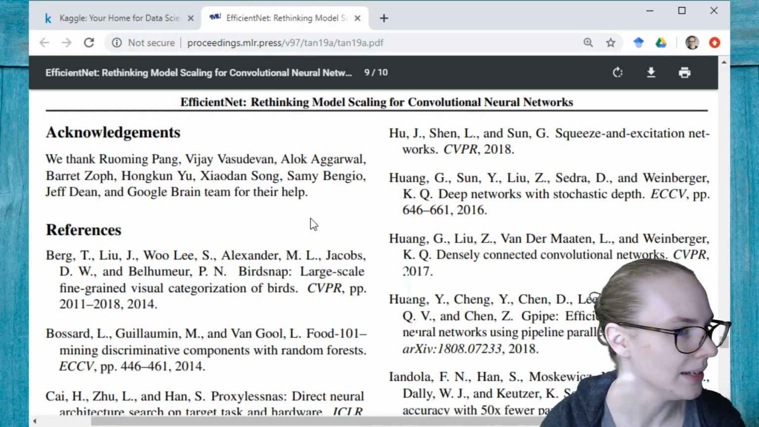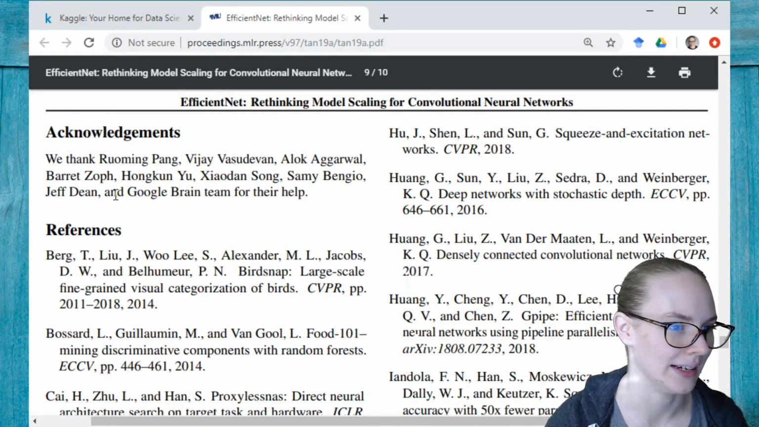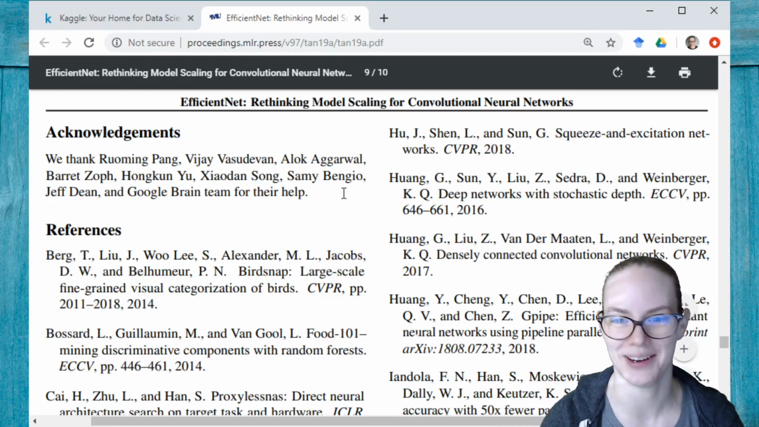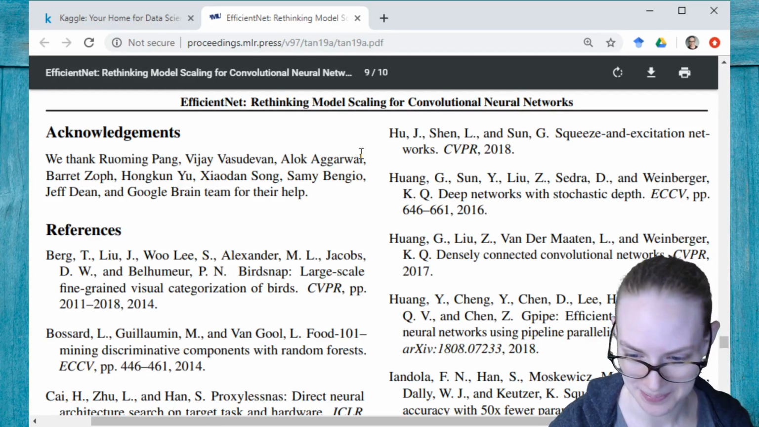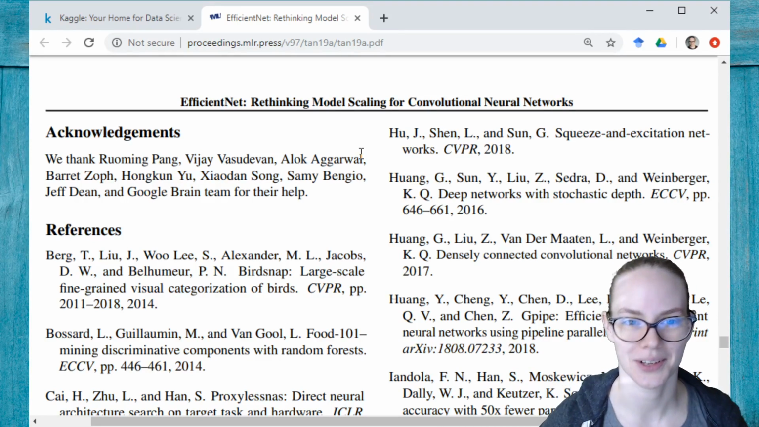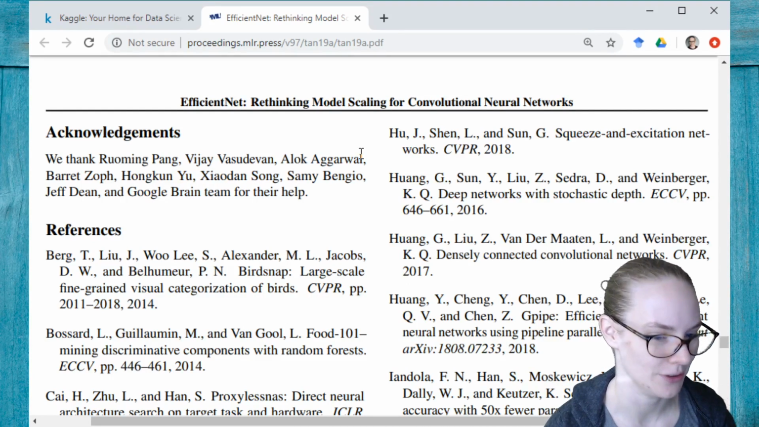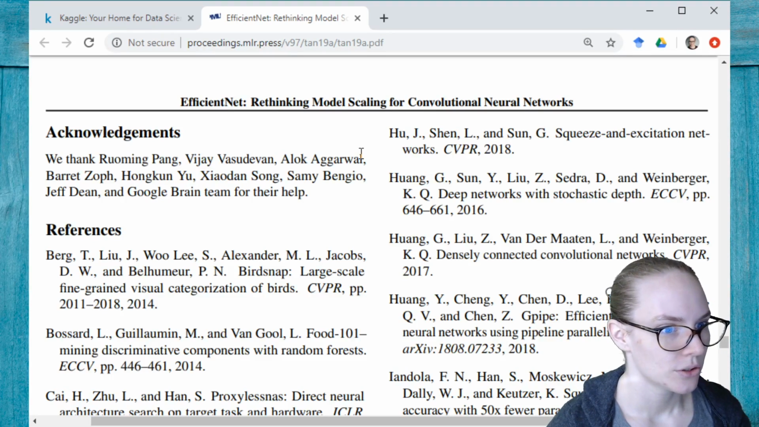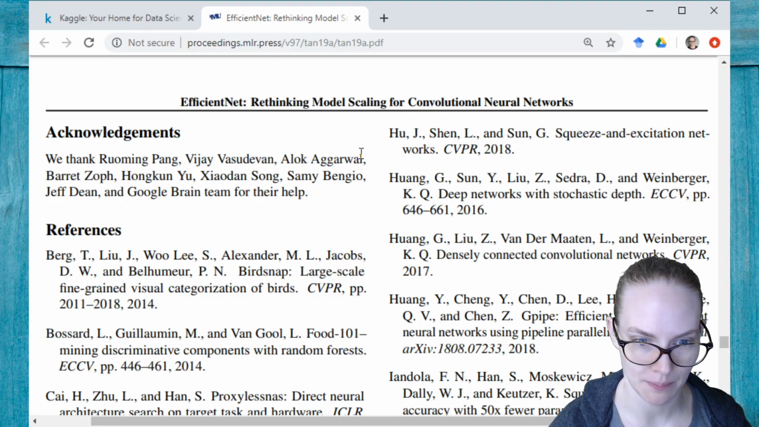datasets. And then the acknowledgments, and I'm not going to try and read all of these names because I will get them wrong, but also acknowledging these other individuals. So that's the paper.